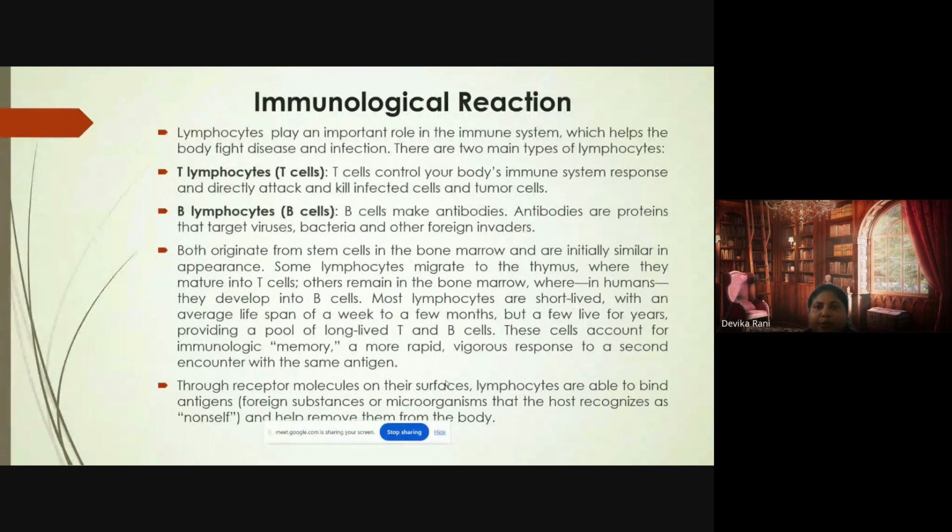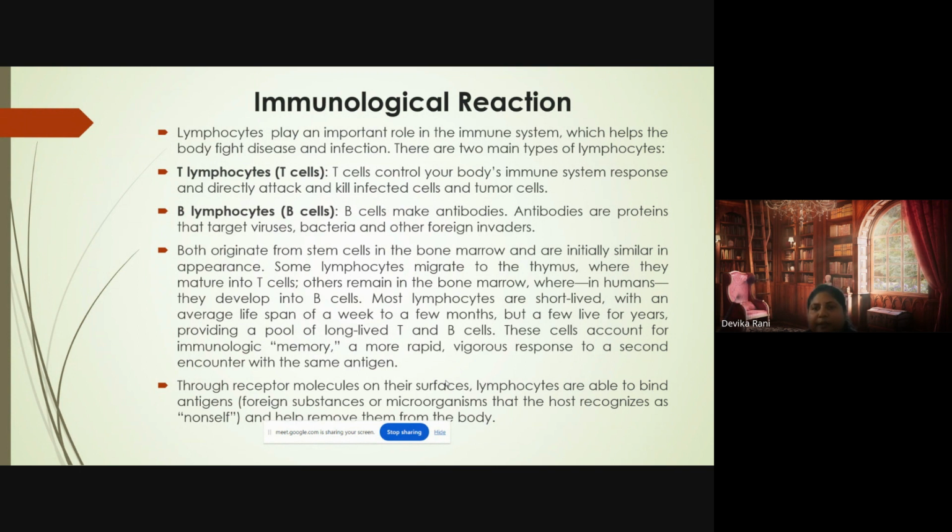T cells control your body's immune system response and directly attack and kill infected cells and tumor cells. The B cells make antibodies. Antibodies are proteins that target virus, bacteria, and other foreign invaders. Both of them originate from stem cells in the bone marrow and are initially similar in appearance. Now, some lymphocytes migrate to the thymus, where they mature into T cells.